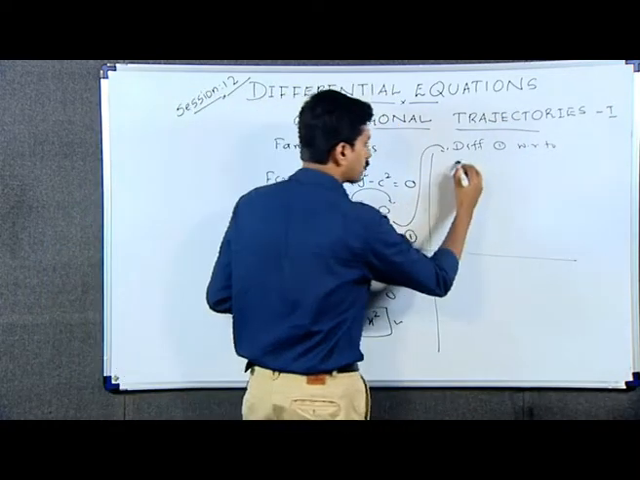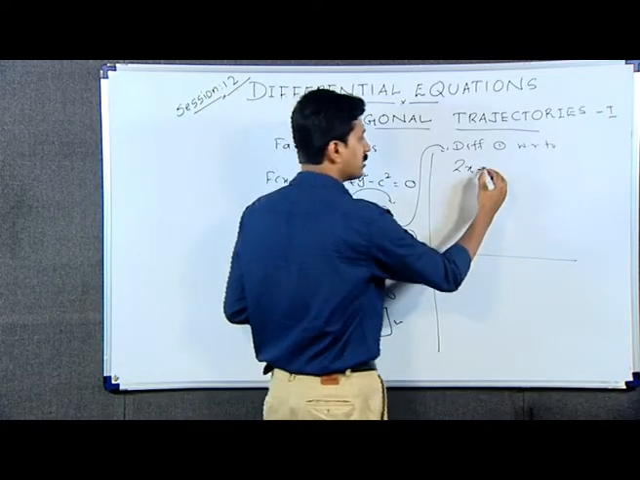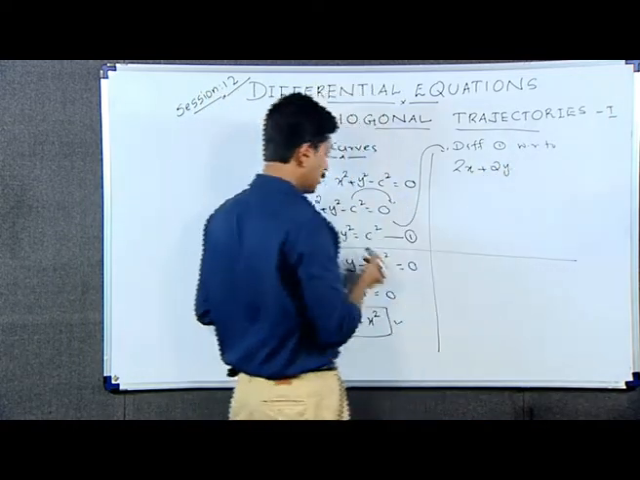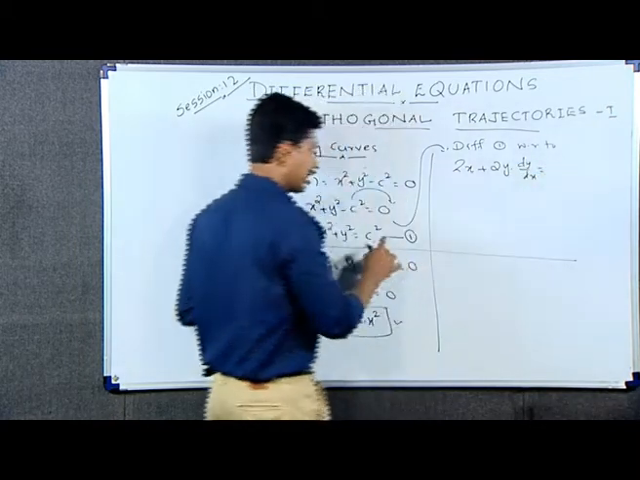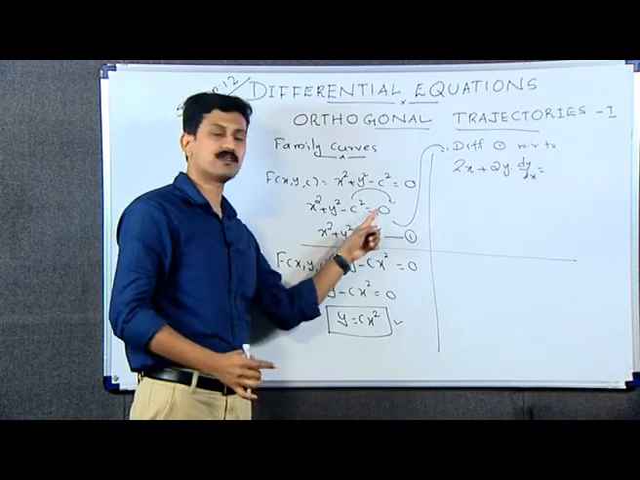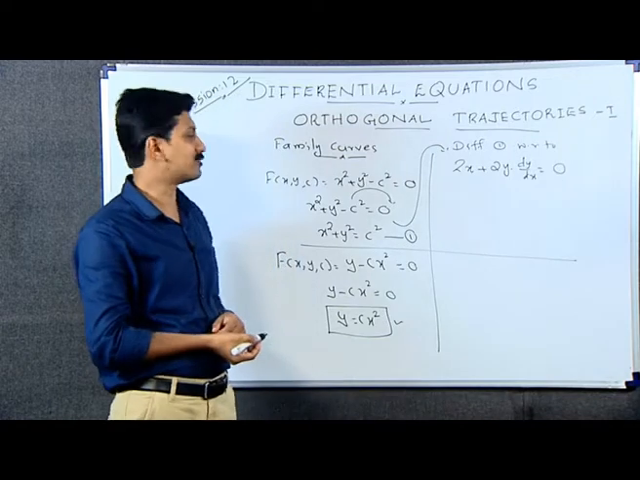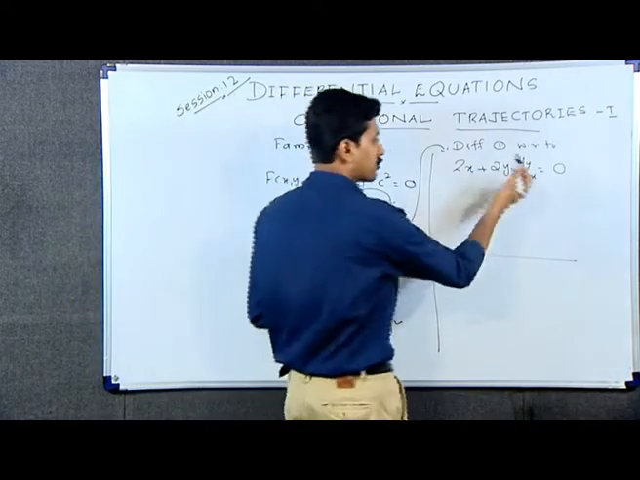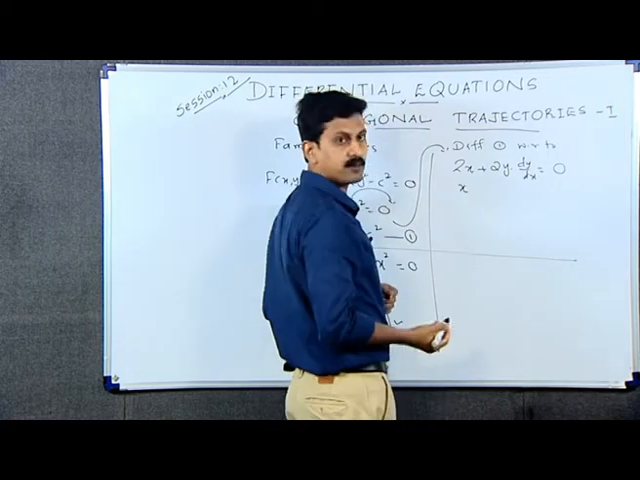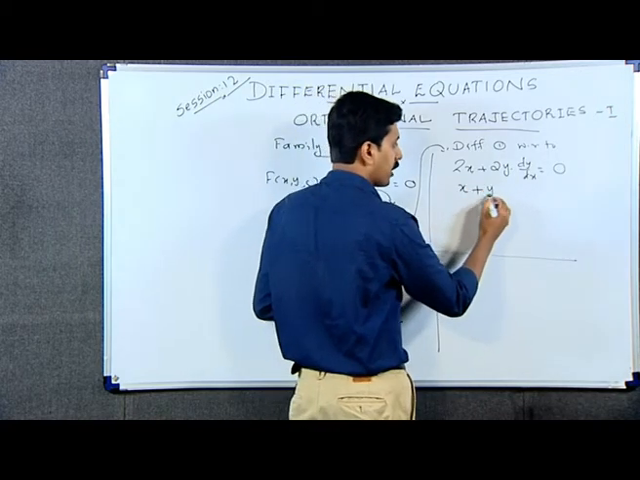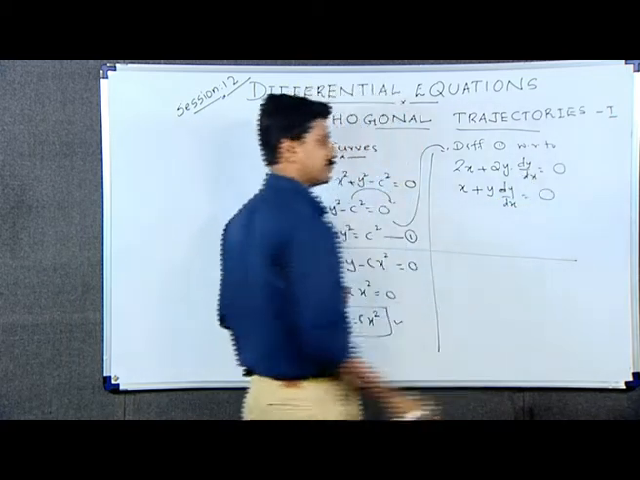This is x square, the derivative of x square is 2x, and the derivative of y square is 2y into the derivative of y, that is dy by dx, equal to... Here, even though c is a variable, because of the arbitrary constant we are treating c as a constant, therefore the derivative of c is equal to 0. So, 2 is common, we can take it out and remove it from here. So, we will have x plus y into dy by dx equal to 0.